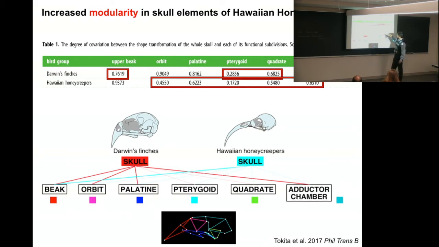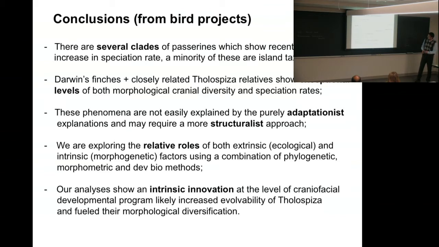suggesting that the reason why they're even more diverse than Darwin's finches themselves is the strength of the interactions. We don't even know the whole mechanism so far, how skull integration occurs in the first place, but this integration is lessened and modularity is increased, therefore perhaps allowing them to produce more variation in the skull as a whole, not just the beak. So the conclusions from the bird project so far are that there are several clades of passerids which show recent rapid increase in speciation rate.